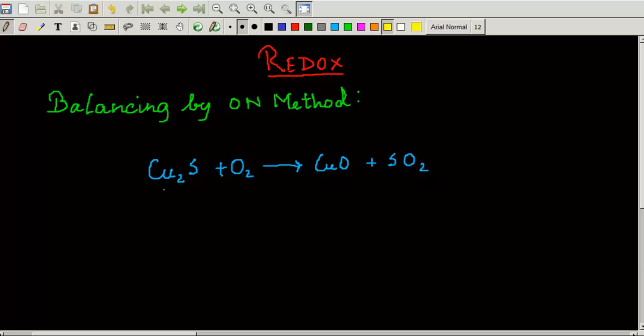box. Now, this is the special type of reaction where you can see the copper sulfide is oxidized twice to give two products, copper oxide and sulfur dioxide. At first, you have to write the oxidation number of each atom.